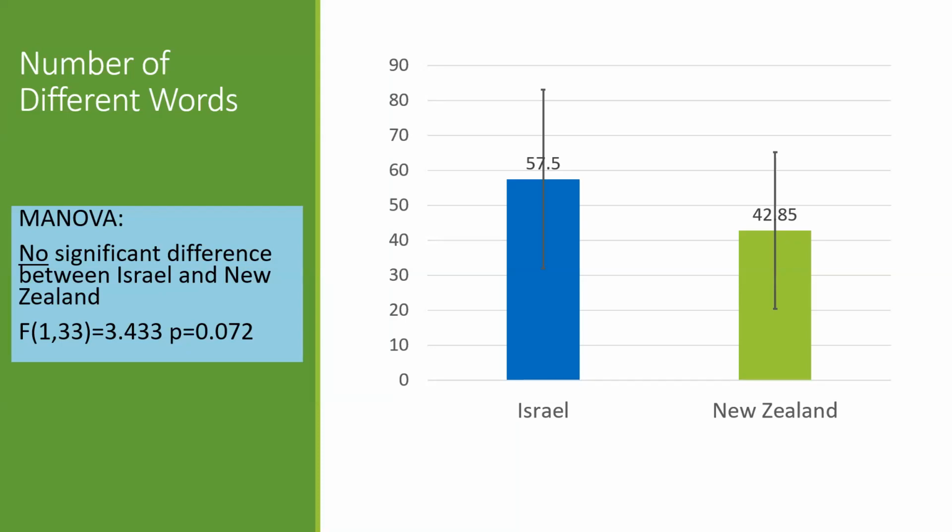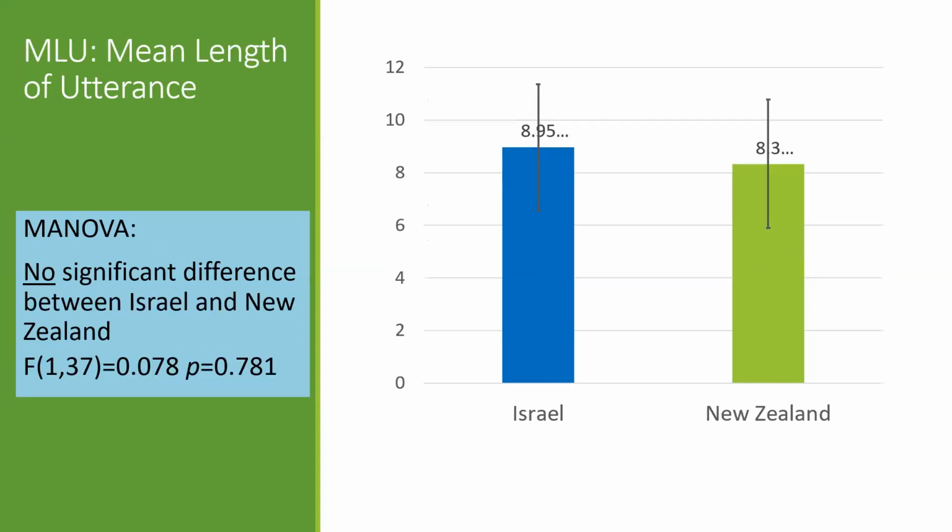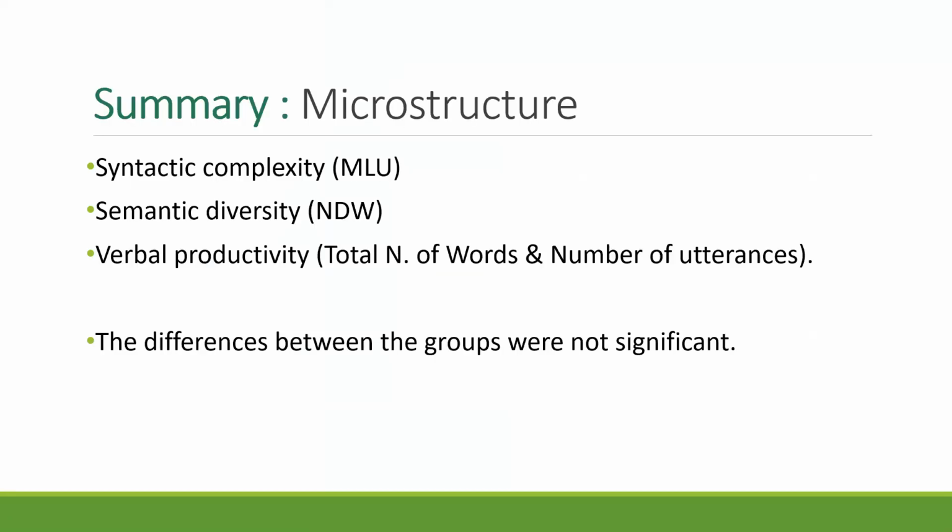Israeli children produced more different words than the New Zealand children. The difference between the groups was not significant, but it was borderline, 0.72. MLU, mean length of utterance. Again, the Israeli children used longer utterances than the New Zealand children, but the difference between the groups was not significant.